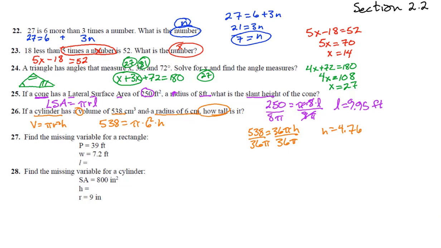And what units do we have? We're in centimeters cubed for volume, centimeters for radius. So the length would be in centimeters. If it were an area we were finding, it would be centimeters squared.